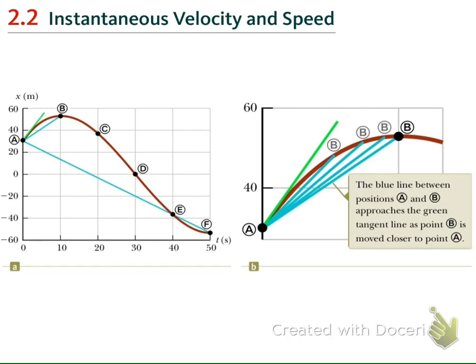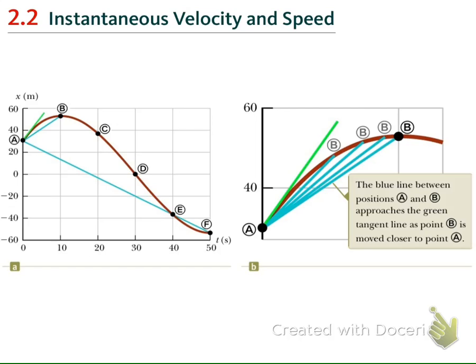Okay, now we have the definition of the average velocity and average speed. You can see that the average velocity and speed give you the rough idea of how fast a particle moves, but they are averaged over a finite time t.